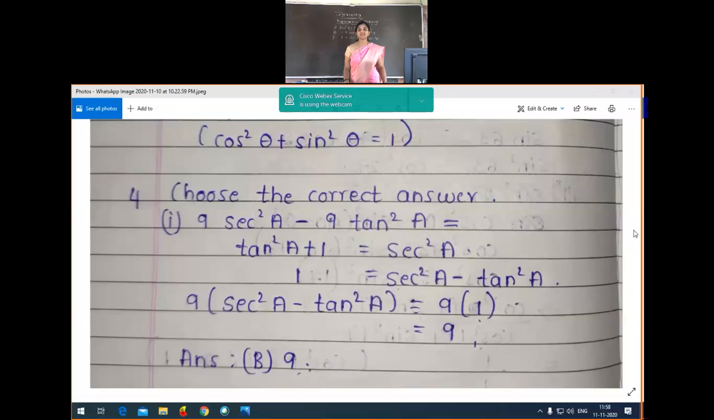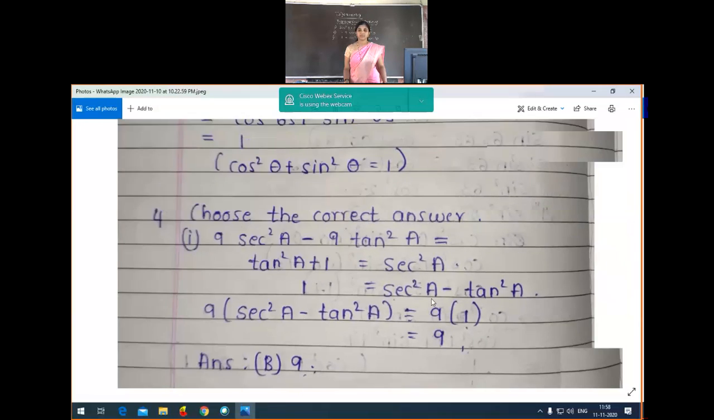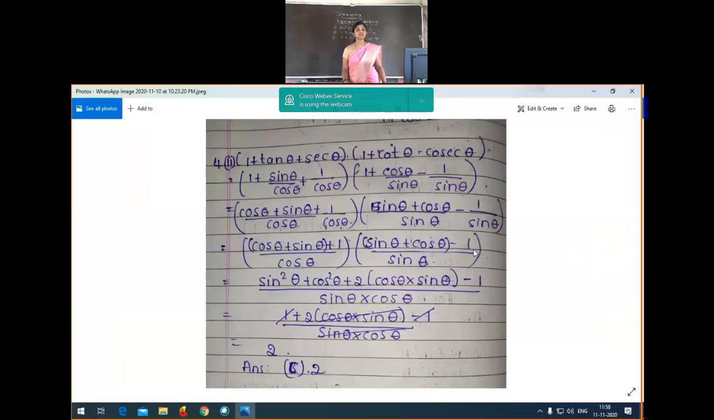So let us work out the second multiple choice question now. Multiple choice questions are simple only. Now this is the second multiple choice question, a little bit lengthy. The question is like this: 1 plus tan theta plus secant theta, into 1 plus cot theta minus cosec theta, is equal to dash. Options are 0, 1, 2, minus 1. Is that clear?